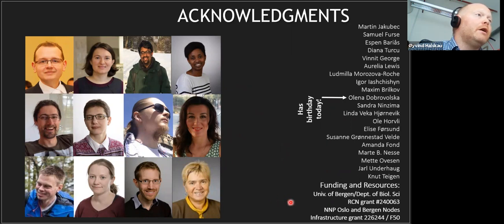Diana did SPR and sample preparation. Espen did experiments and helped Martin every step of the way, and also, of course, interpreted data. Jarl Underhaug, valued collaborator in NMR, and Ludmila Mirosova-Roche, also a very valued collaborator. This is not a complete set of pictures.